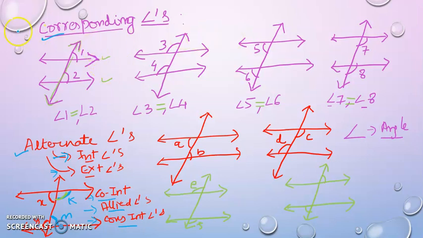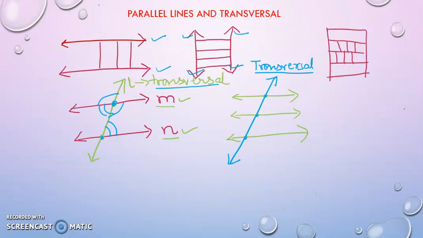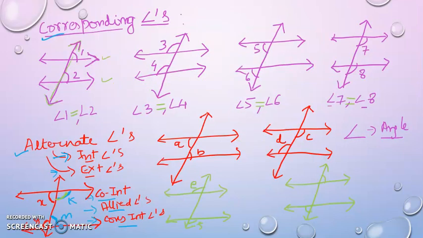In the initial beginning I told you what parallel lines are and what a transversal is, all this has been explained. And in this I explained the corresponding angles, alternate angles, alternate interior angles, alternate exterior angles. So all this we have covered. Go through them, understand carefully, then we'll start solving questions.